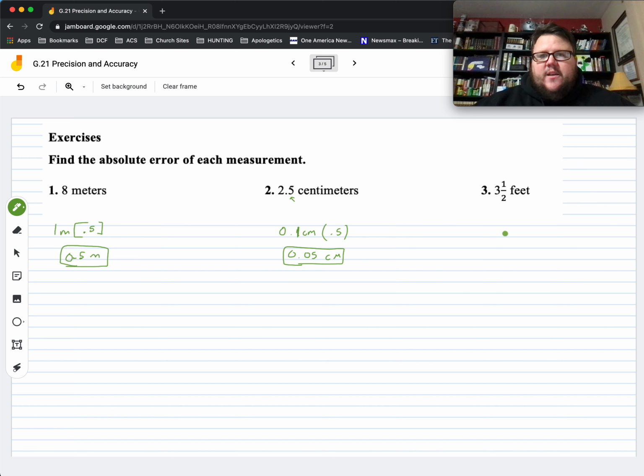3 1/2 feet. So what we're rounding to is the nearest half foot. So 1/2 foot times, again, I'm going to multiply by 0.5. But in this case, since it's a fraction, I'm going to multiply by 1/2. And so 1 times 1, top times top is 1. Bottom times bottom, 2 times 2 is 4. So our absolute error is 1/4 foot. So all we're doing is we're finding what we're rounding to the nearest unit, and we're dividing it by 2, or we're multiplying by 1/2.